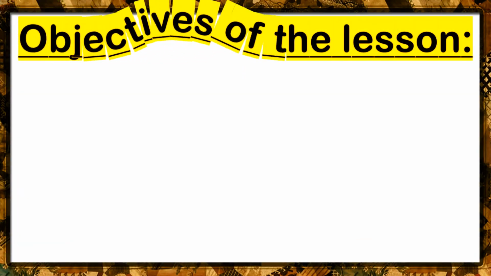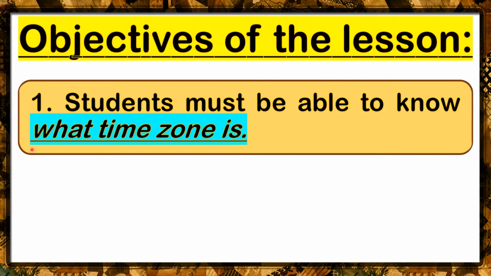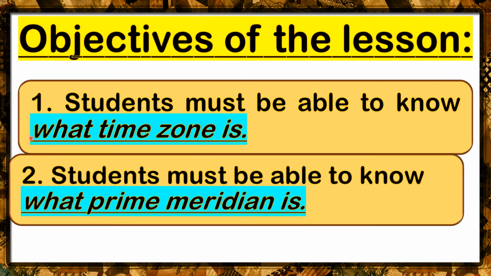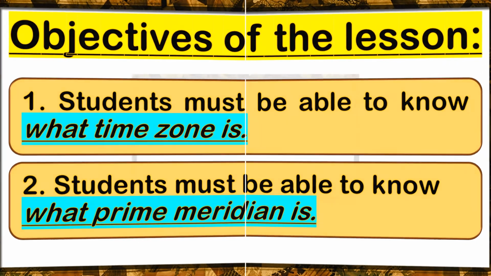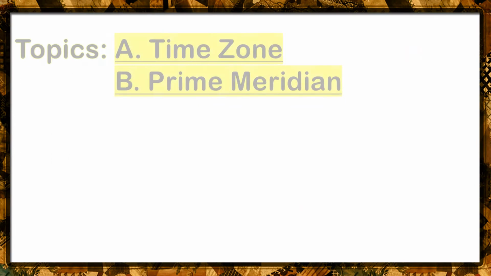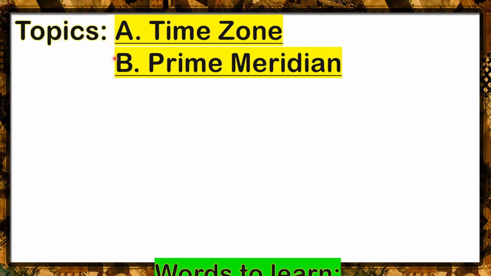Now class, let us study the objectives of our lesson for today. The first one, students must be able to know what time zone is. And the second one, students must be able to know what prime meridian is. At the end of the lesson, I expect that all of you have the idea what time zone is and what prime meridian is. Now, these are the topics that we are going to discuss today. Letter A, time zone, and letter B, prime meridian.